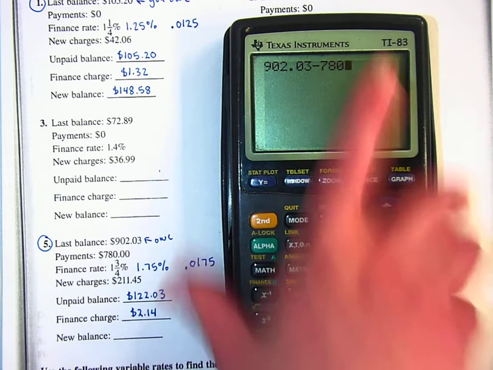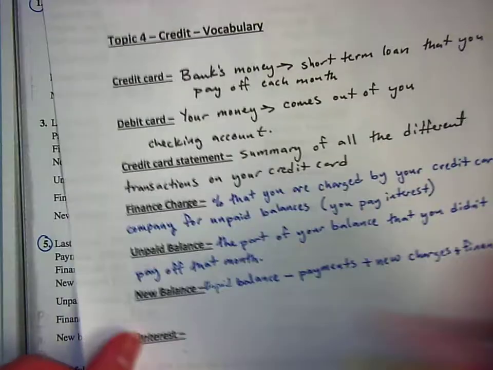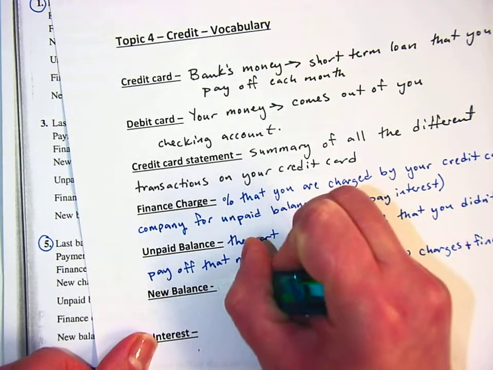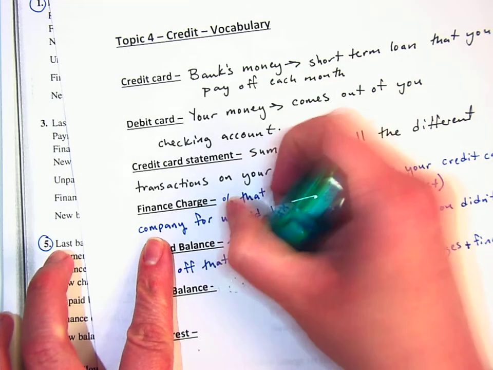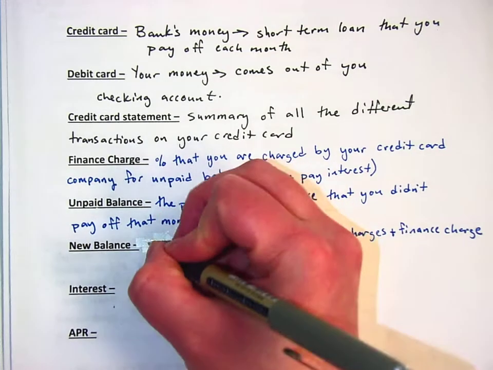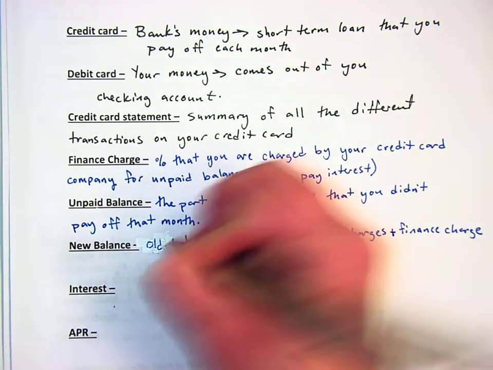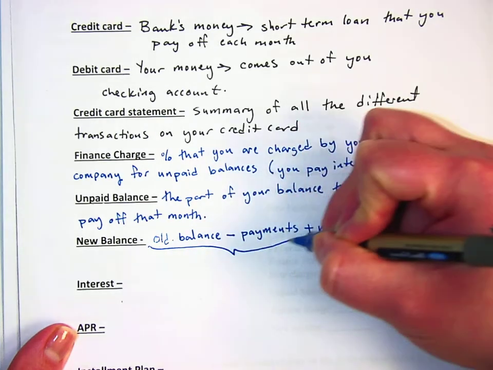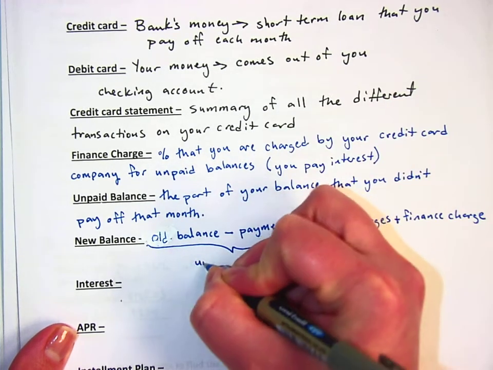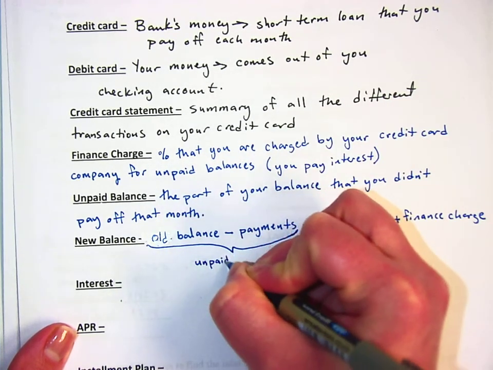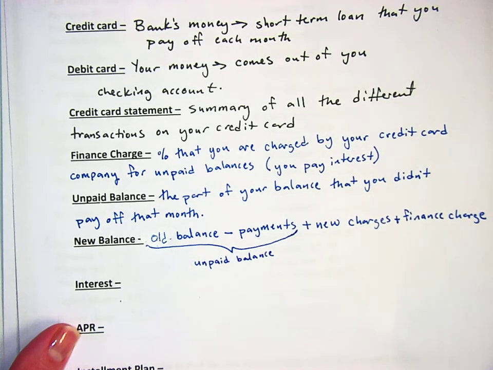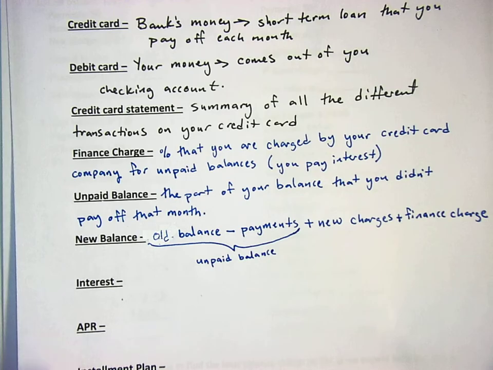All right, I'm going to take it back again. I'm so sorry. I'm sure that you're hating me for this. And let me explain why in just a second. This is old, because your unpaid balance is both of these things together already. That was my bad. So you take the old balance and you subtract the payments.